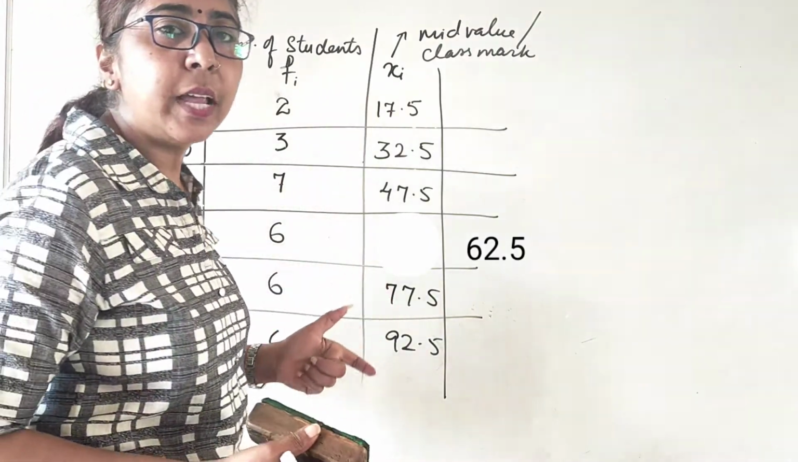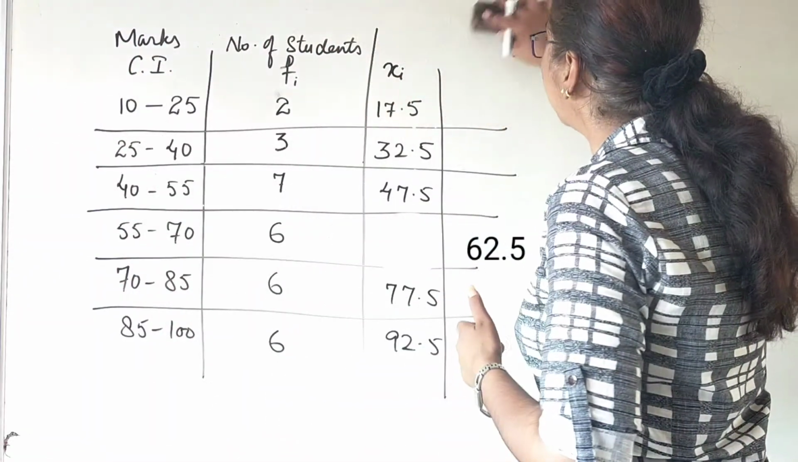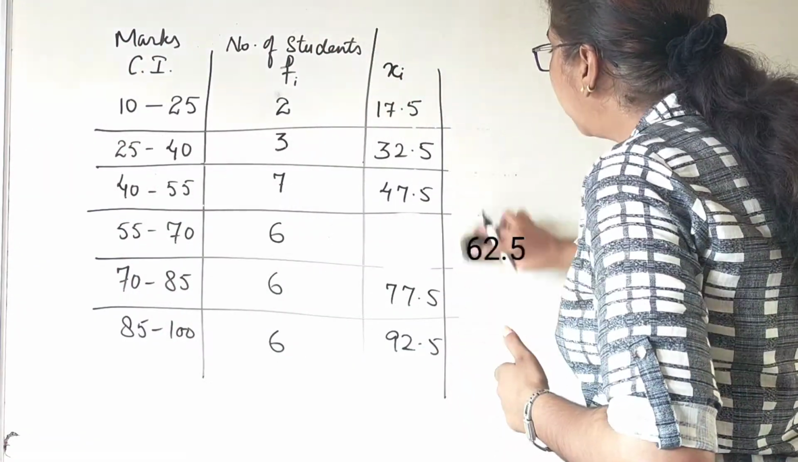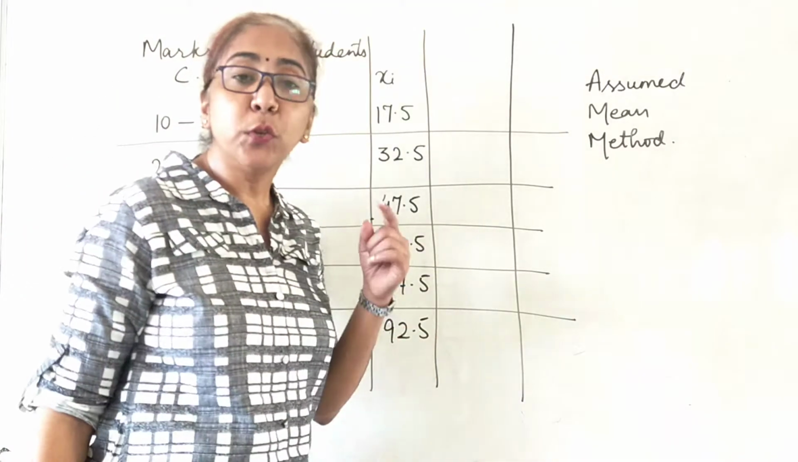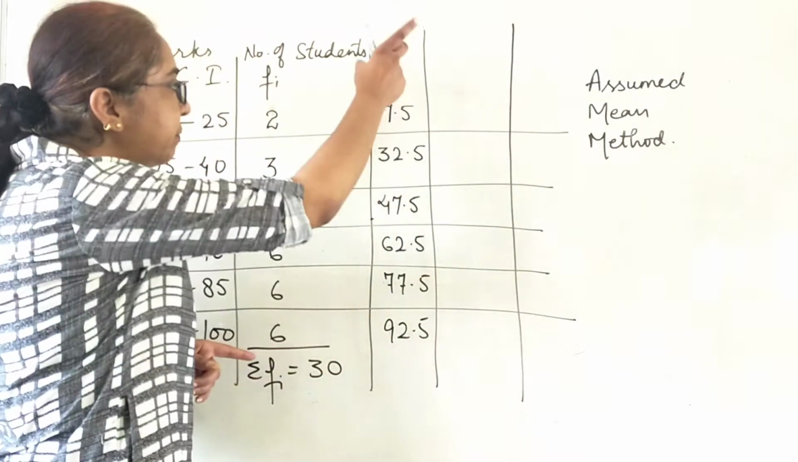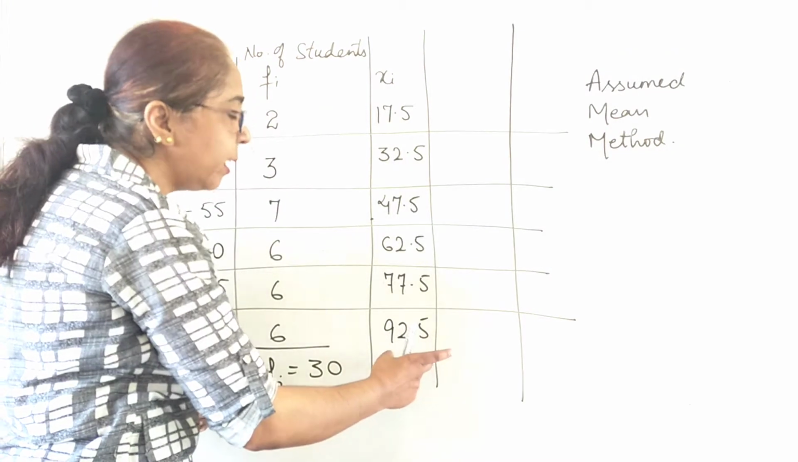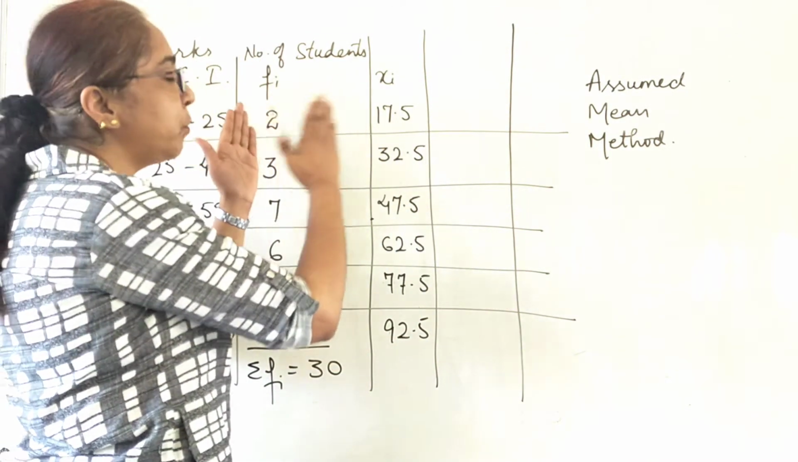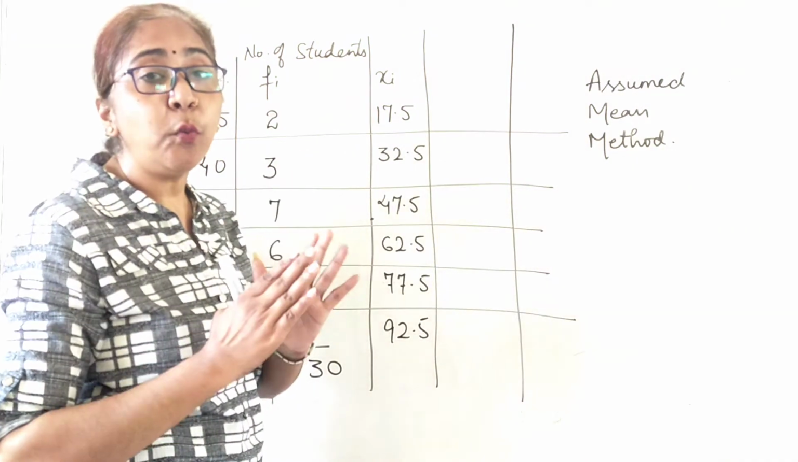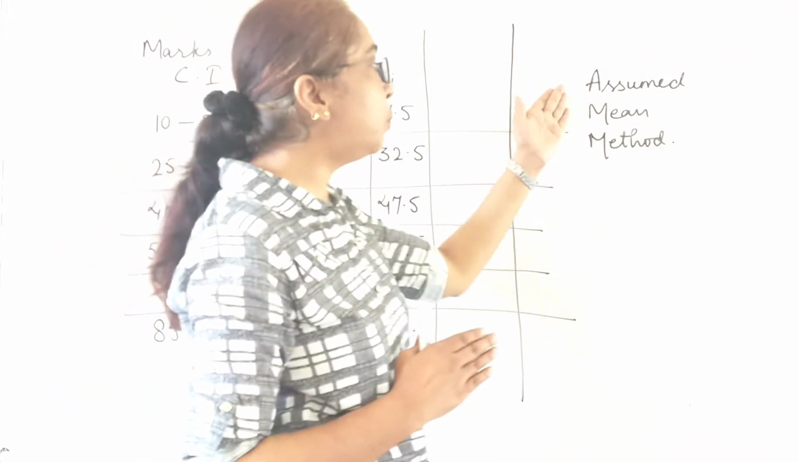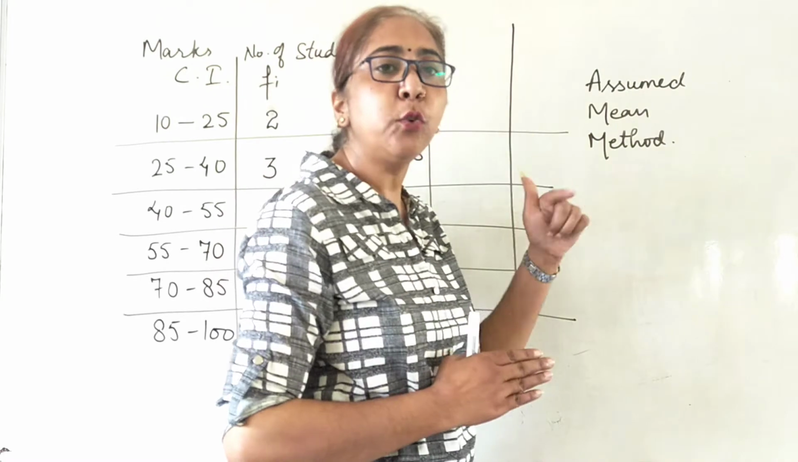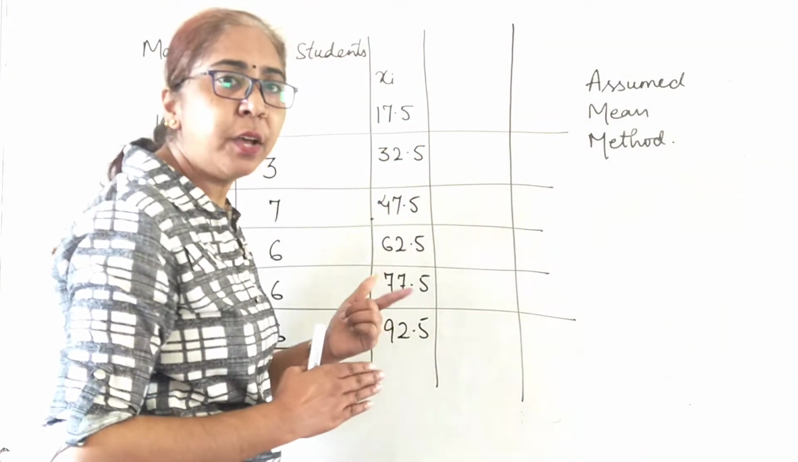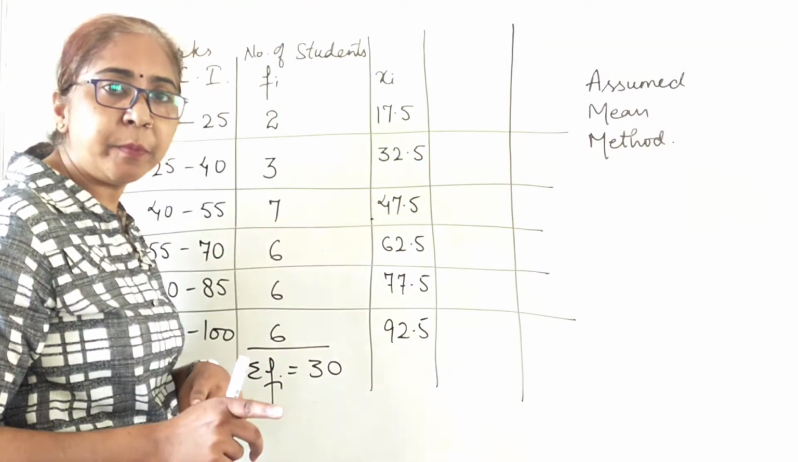So after getting the values of xi, what do we have to do? In the direct method, we multiply fi into xi, right? But now we are doing the assumed mean method. So this is a little bit different from the direct method.